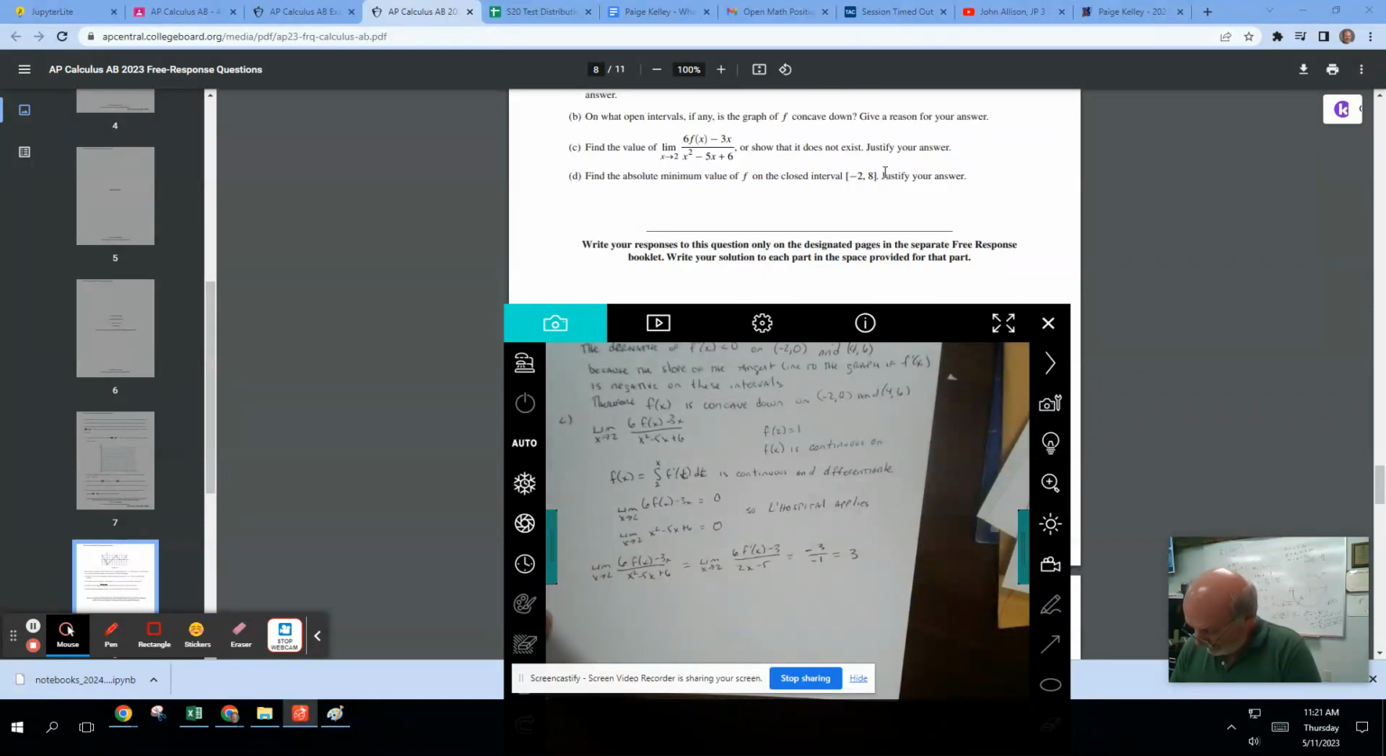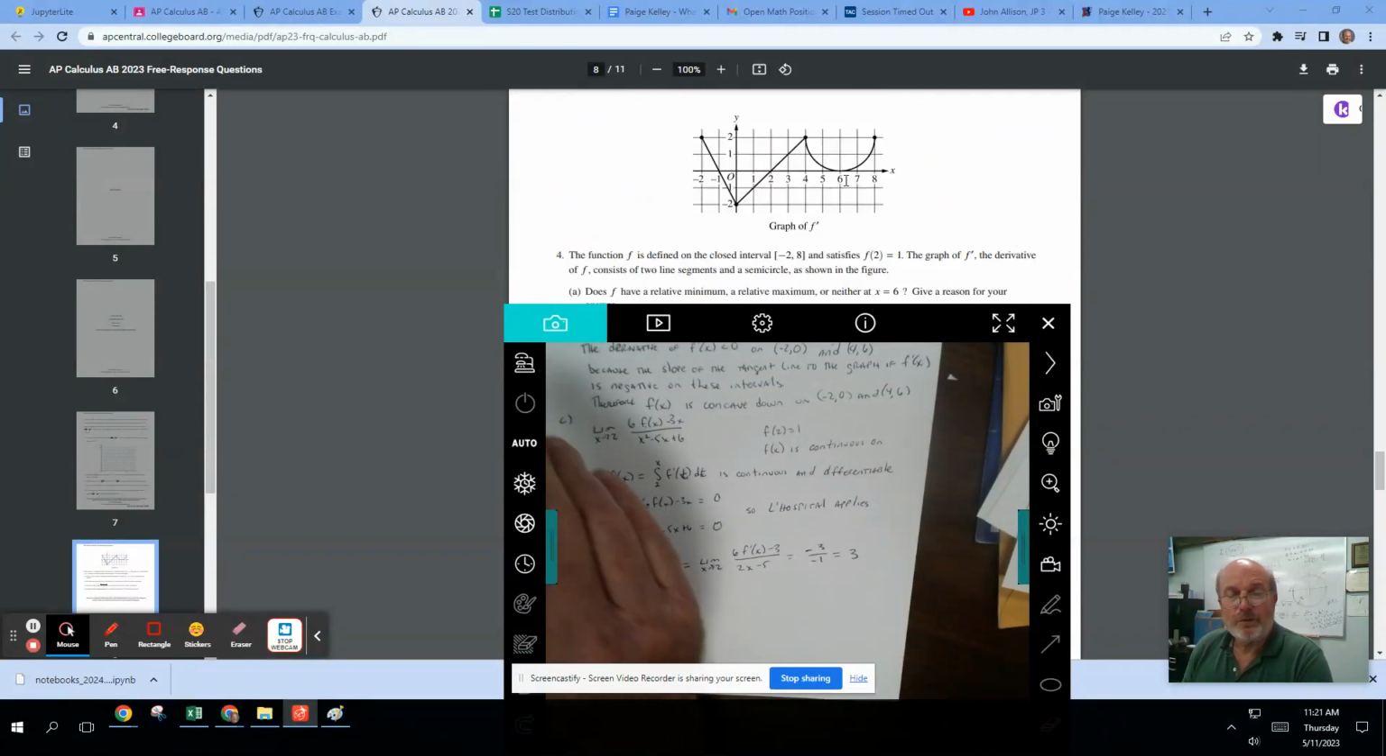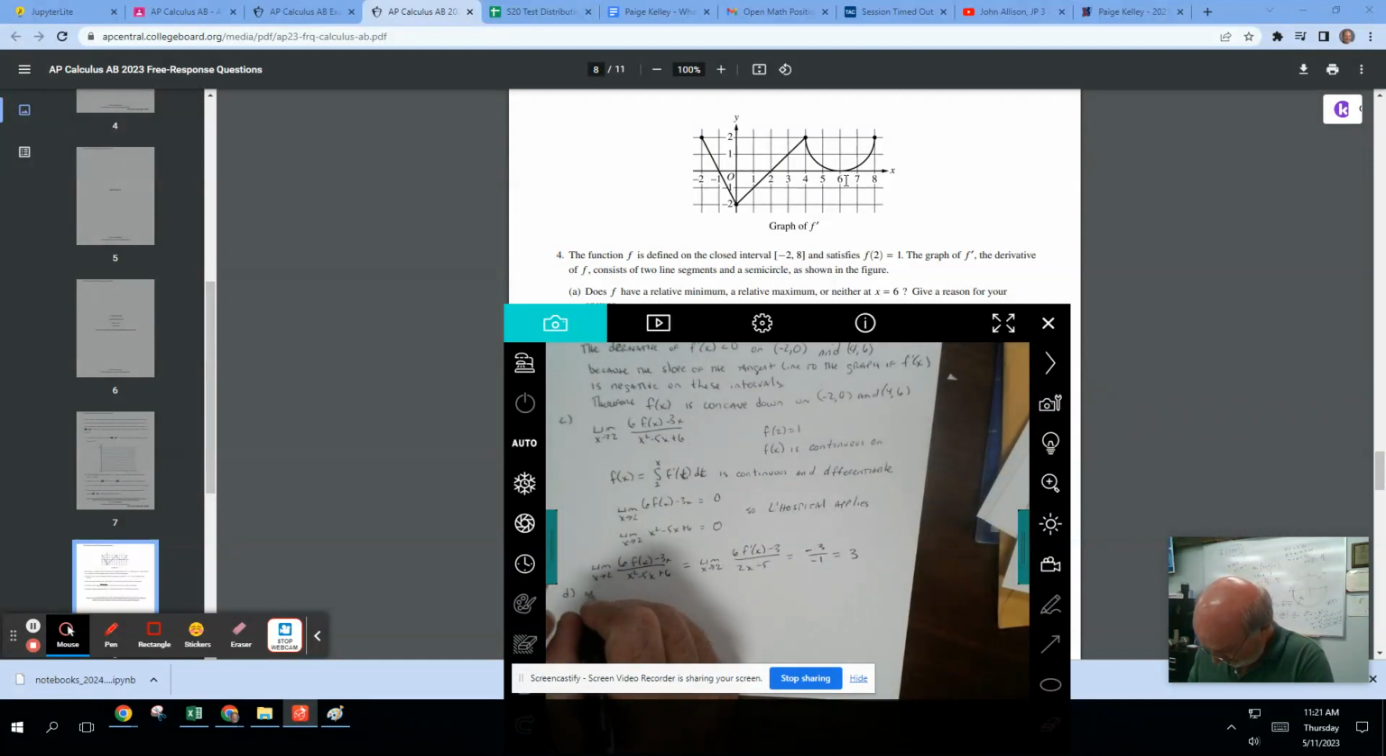I believe we've justified our answer there. Find the absolute minimum of f on the closed interval from -2 to 8. So the absolute minimum. Critical points are where the derivative... absolute min of f. The endpoints for the candidates test, we're going to use -2 and 8.